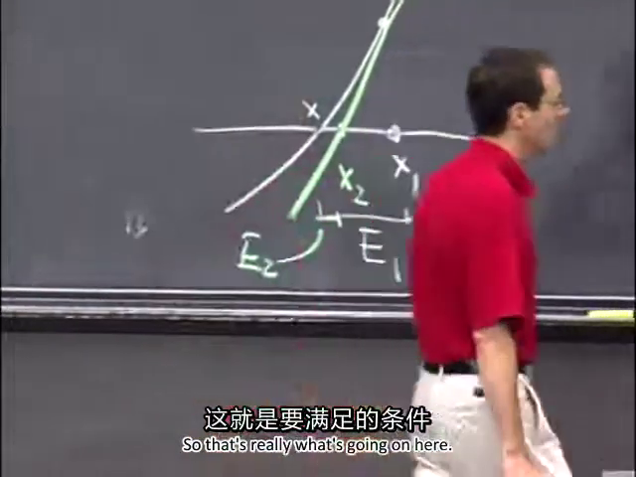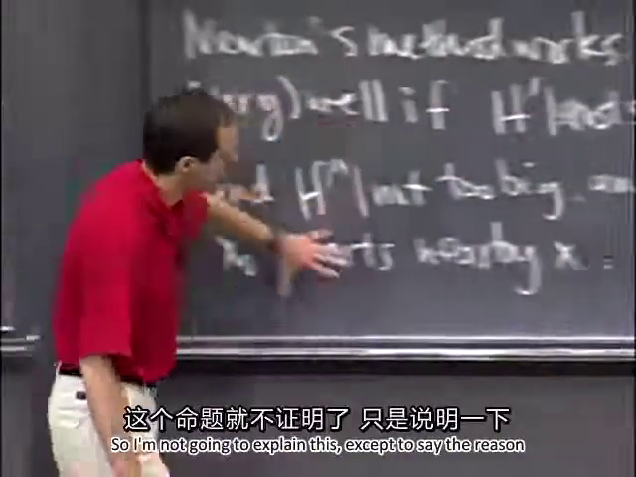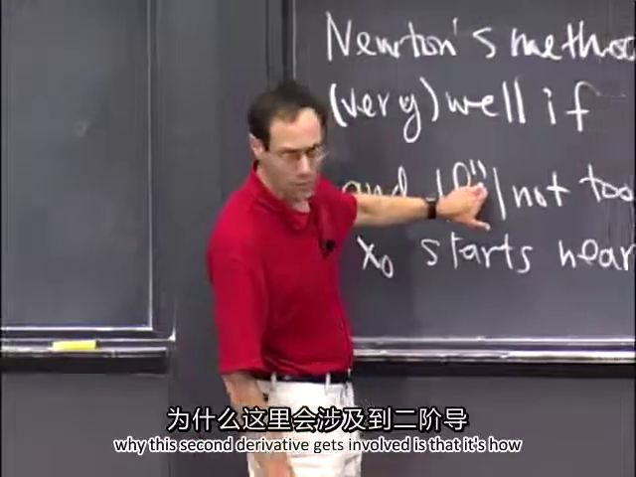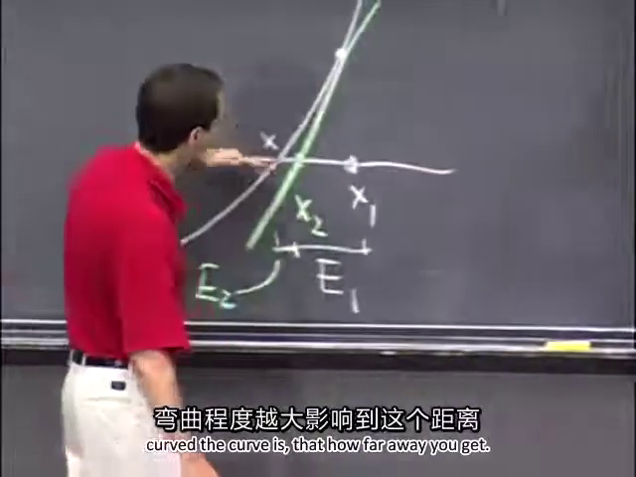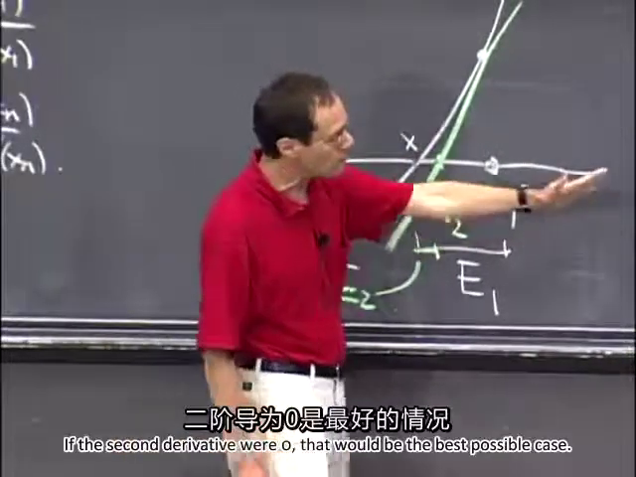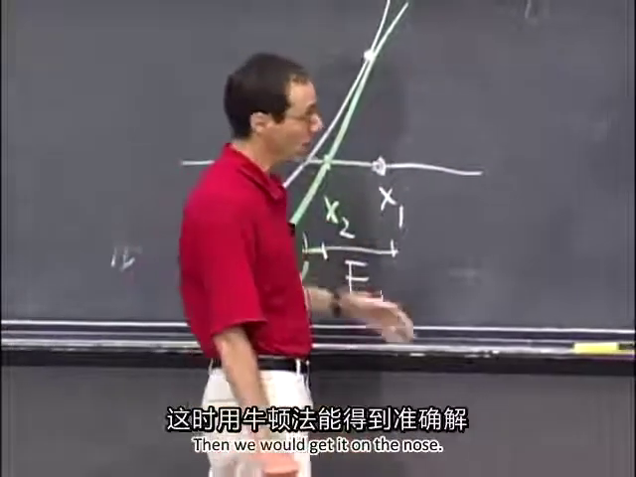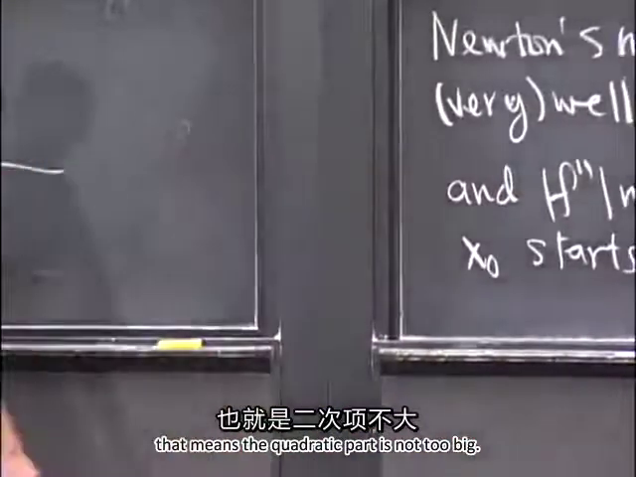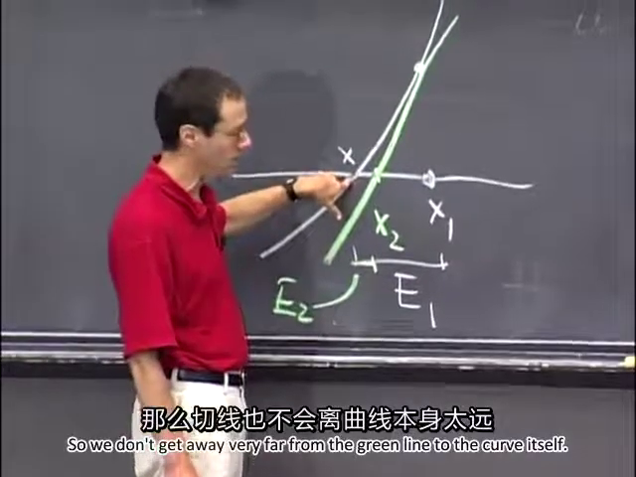So let me just illustrate this. I'm not going to explain it fully, except to say the reason the second derivative gets involved is that it's how curved the curve is. That's how far away we get. If the second derivative were 0, that would be the best possible case. Then we would get it on the nose. If the second derivative is not too big, that means the quadratic part is not too big, so we don't get away very far from the green line to the curve itself.